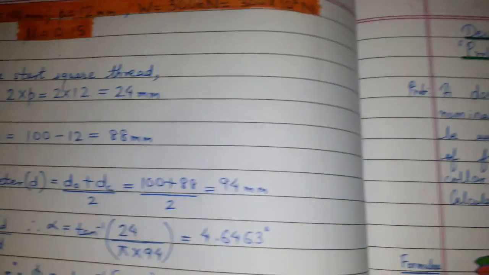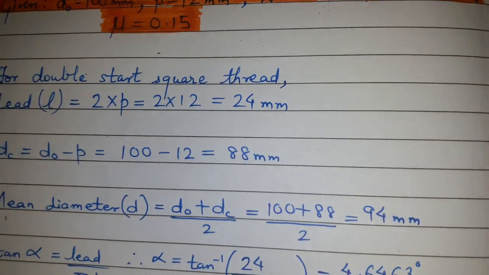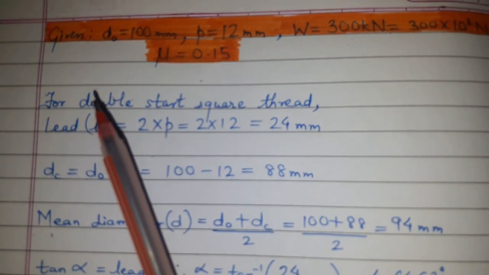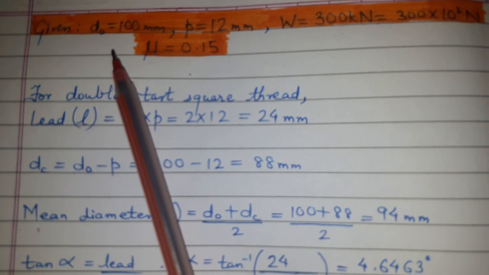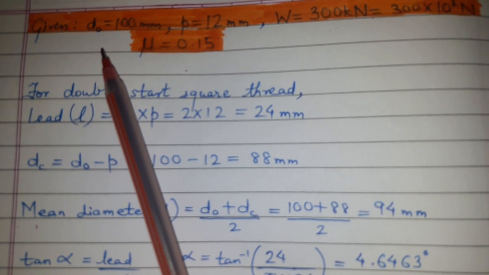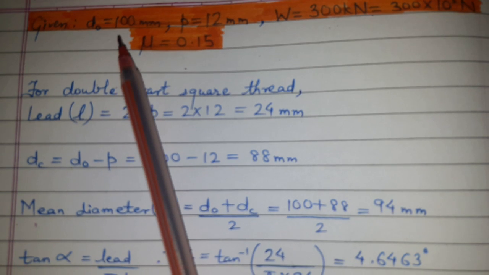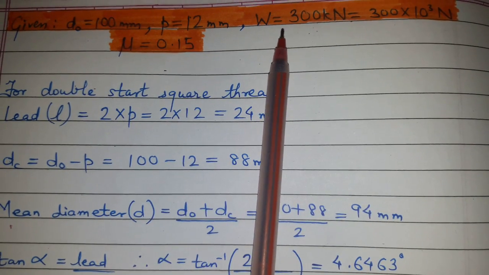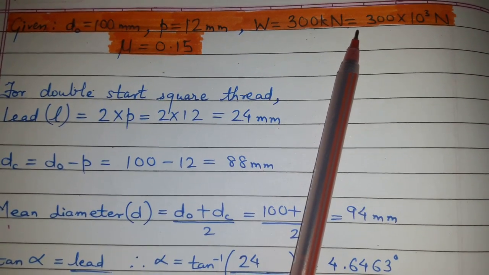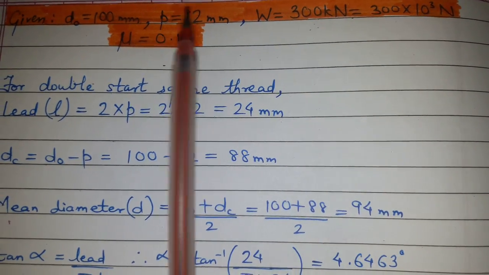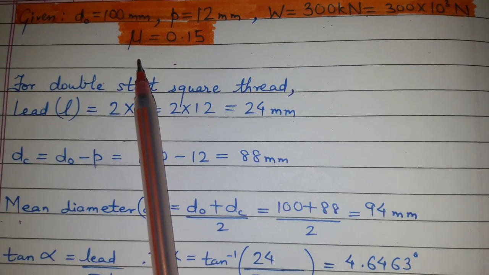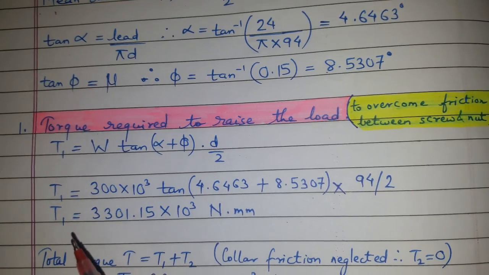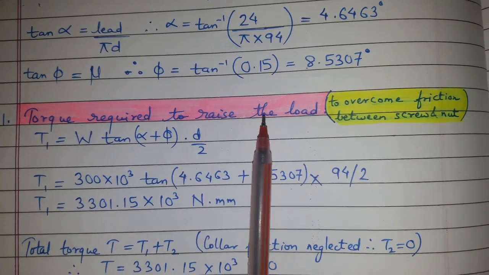So in this problem it is asked to find the torque which is required to raise the load and its efficiency. This is the information which has been provided: the nominal diameter Do, that is 100 mm, pitch, that is 12 mm, W, that is the load, equal to 300 kilonewton, which I have converted into 300 into 10 raised to 3 Newton, and mu, that is coefficient of friction, as 0.15.